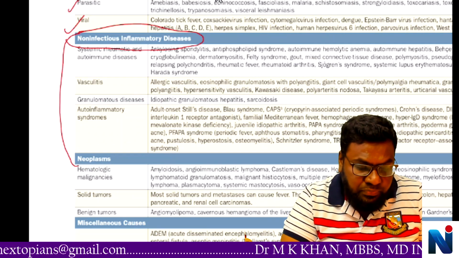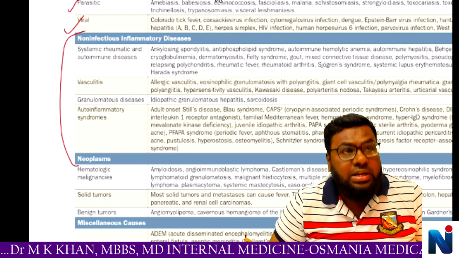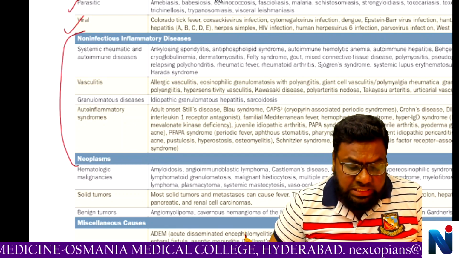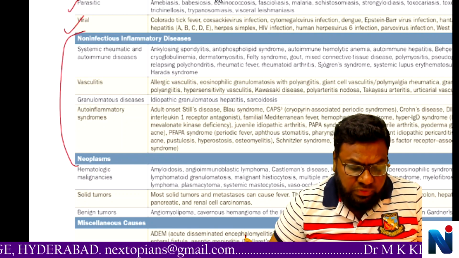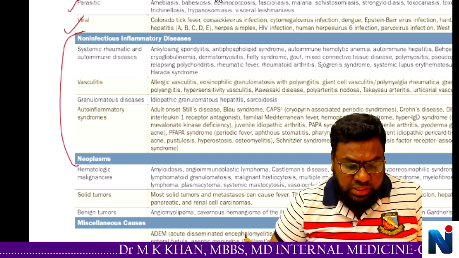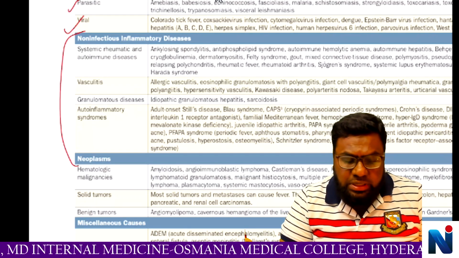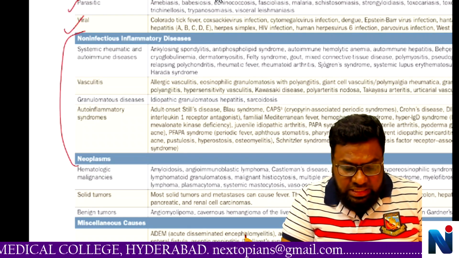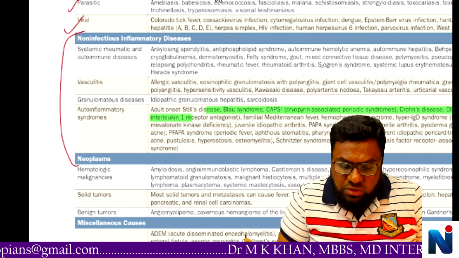So what you'll have to do is just start reading from this point. The non-infectious inflammatory diseases: systemic rheumatic and autoimmune disorders, the vasculitis, the granulomatous diseases, the autoinflammatory syndromes. These 4 categories you will have to remember. They'll ask you which of the following is a cause of pyrexia of unknown origin in non-infectious inflammatory causes, something like that. So these syndromes, the Still disease, Blau syndrome.